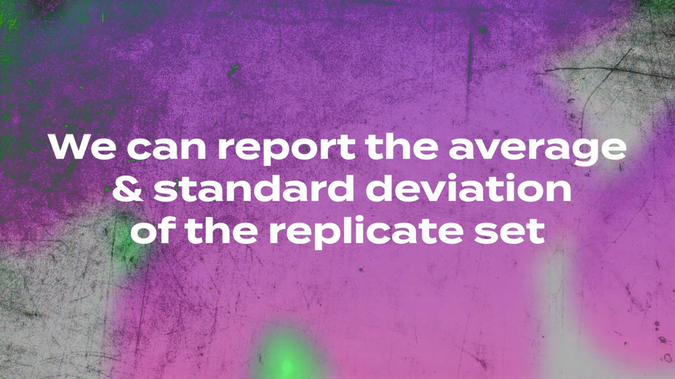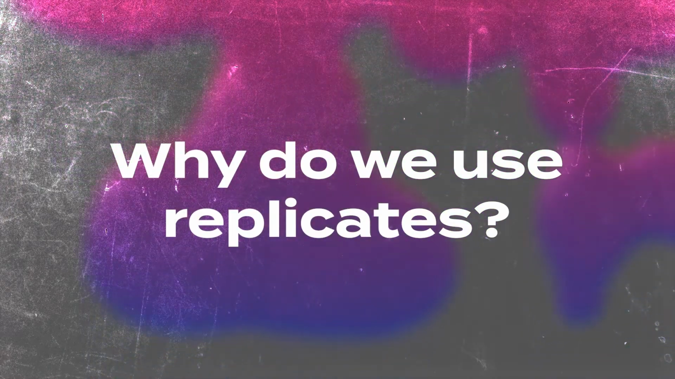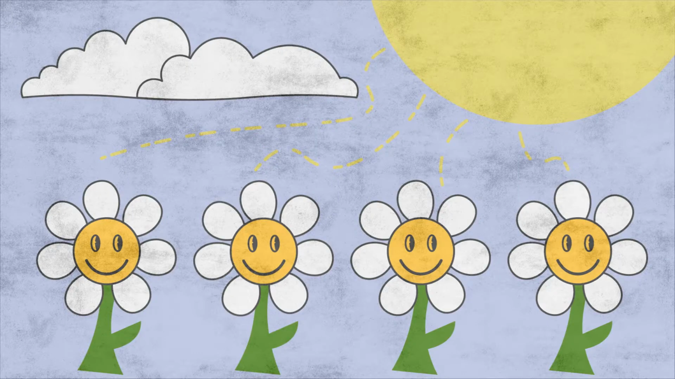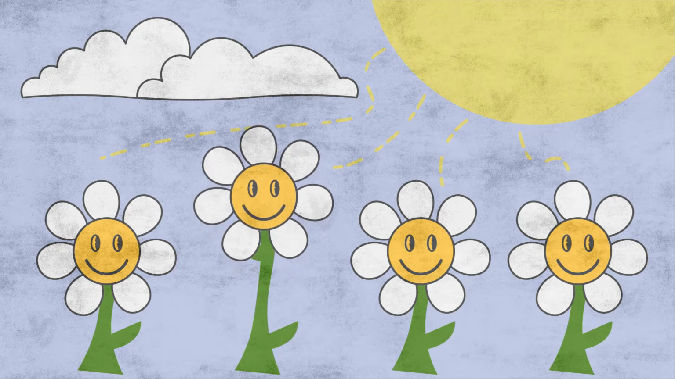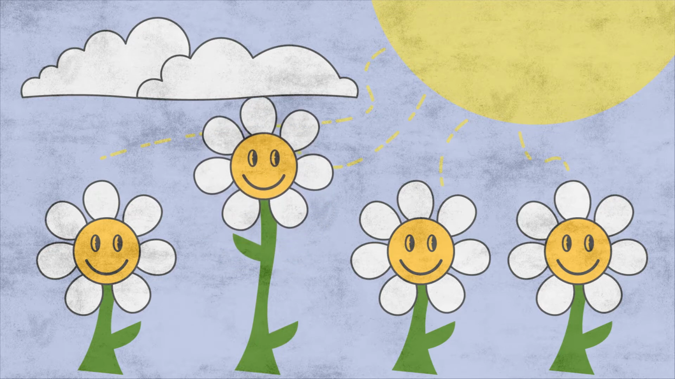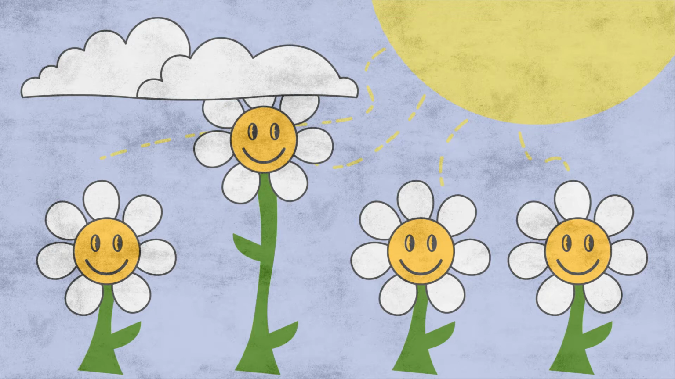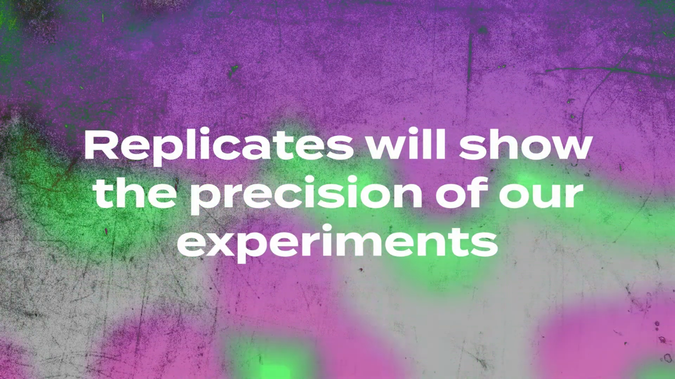of the replicate set. Why do we use replicates in our experiments? Well, in science, we are using experiments to test a hypothesis, but in the real world, there can be variation in the results of a test. We will conduct the same test with the same conditions multiple times to make sure that the results we report are consistent and repeatable. Replicates will show the precision of our experiments.